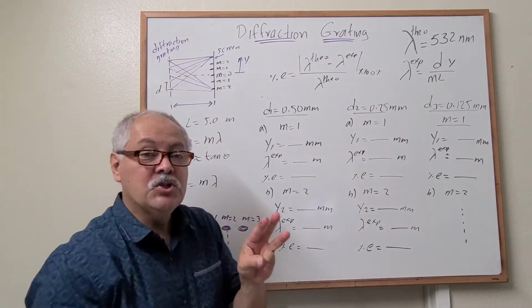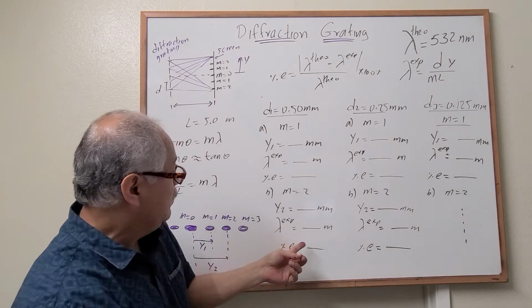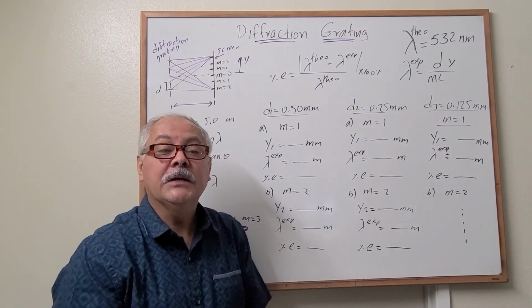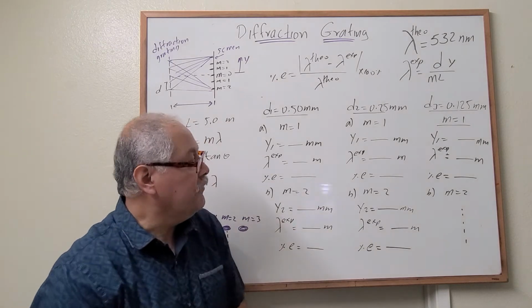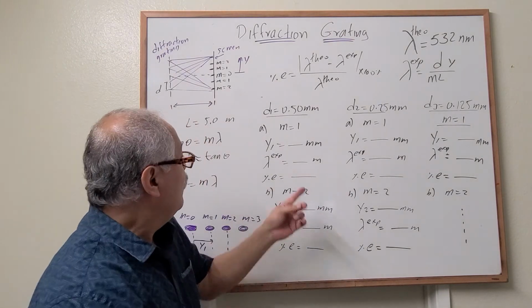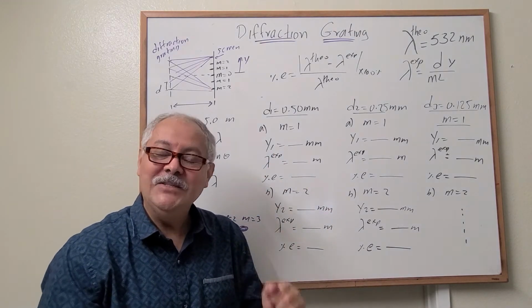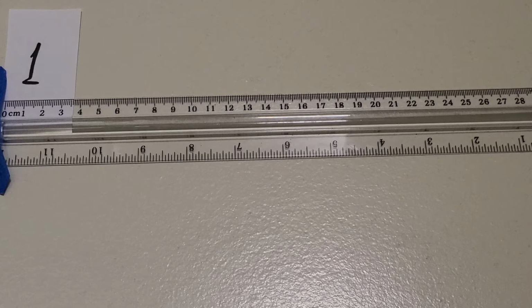In this case, we have only 2. We can use more, of course. We can use m equals 5, 6, and so on. But this is enough for this experiment. Now let's do the measurement of y1 and y2 for these 3 cases. Okay, let's do it. Okay, let's go for case 1.